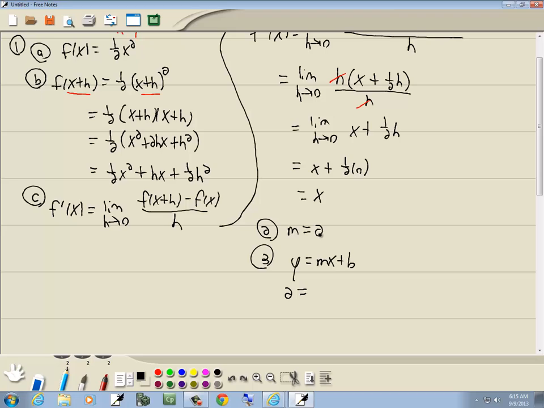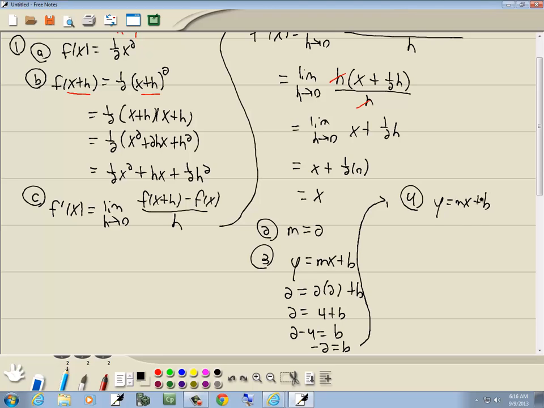m, we just said in step 2 was 2, and x is 2. Everything's 2, plus b. 2 times 2 is 4. Take the 4 to the left side, we got 2 minus 4, or we got b is equal to negative 2. Now step 4 is to actually write our answer down. So we plug in the m we found in step 2, which was 2. We found the b in step 3, which was negative 2. And our answer is y is equal to 2x minus 2.